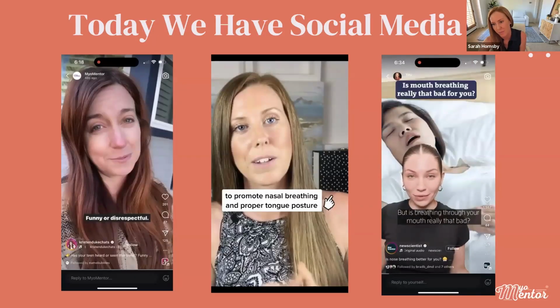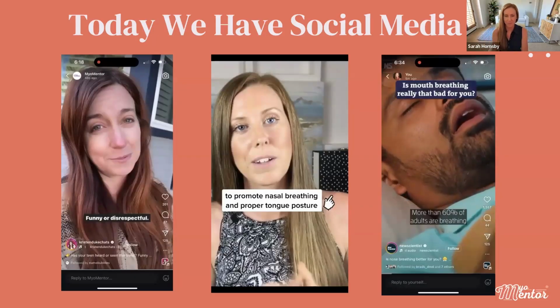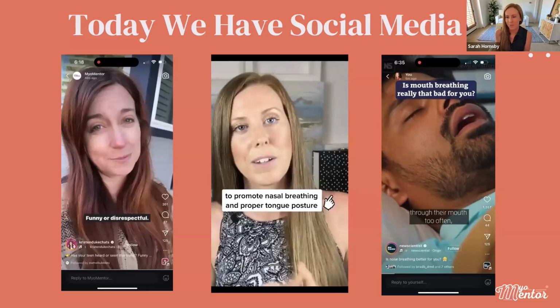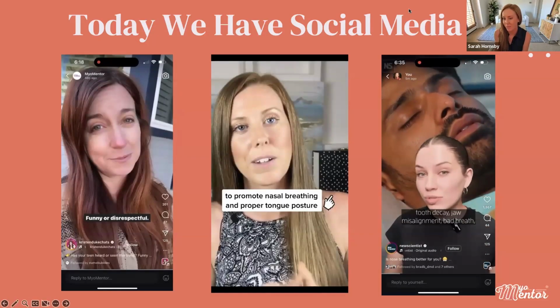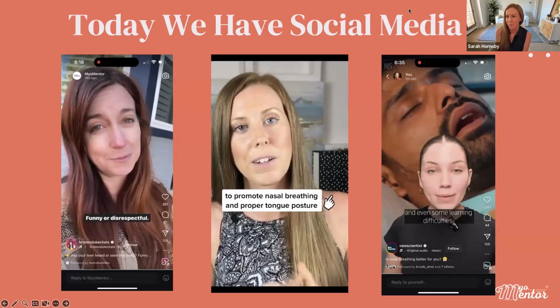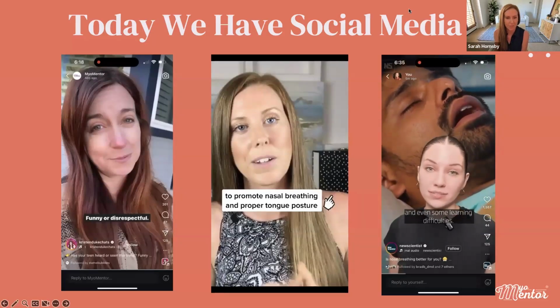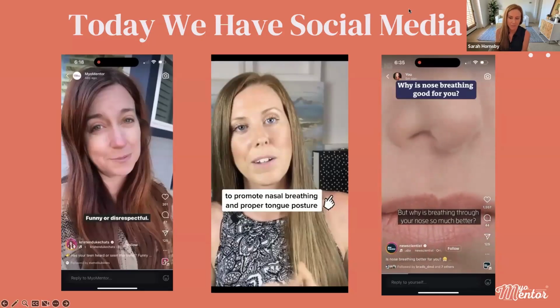But is breathing through your mouth really that bad? More than 60% of adults are breathing through their mouth too often. And that can lead to loads of issues like poor sleep, tooth decay, jaw misalignment, bad breath, and even some learning difficulties. But why is breathing through your nose so much better?